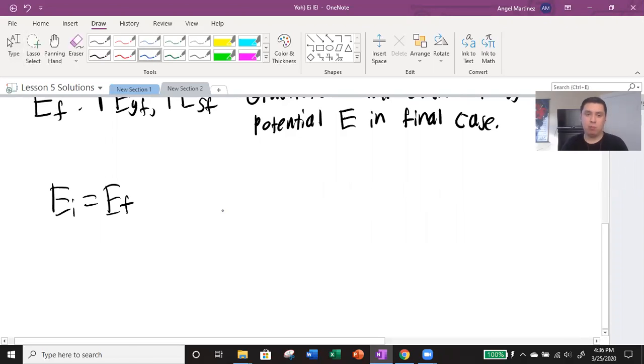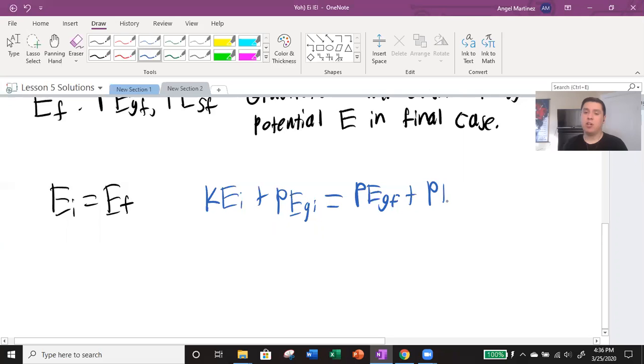So the equation would be what we know: EI, KEI plus PE, potential energy of gravity, I, equals, and in the final case, again, potential energy of gravity plus potential energy of the spring, or the elastic potential.